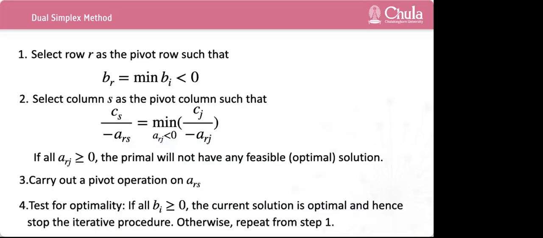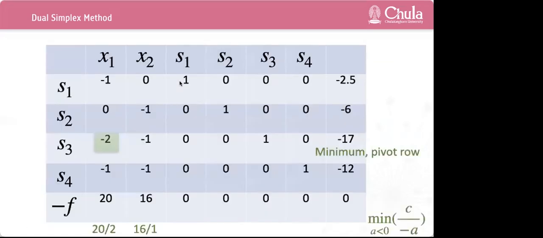Yeah, we select the row first. BR is a minimum, BI less than 0. The most negative one. This row is the most negative one, so we select this row. Previously, we select the column first, right? But for dual simplex, we select the row first. Okay.